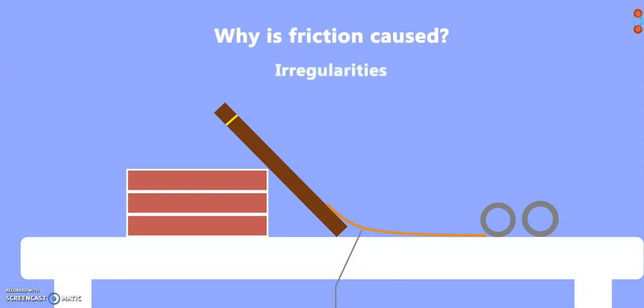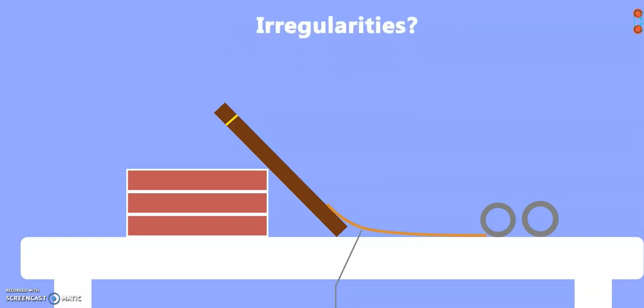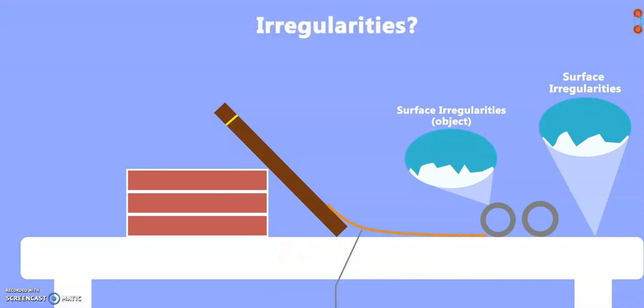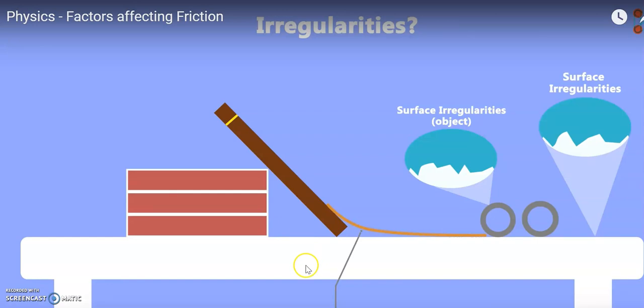It is caused due to irregularities on the surfaces in contact. What do I mean by irregularities? Now, even though the table looks smooth, if we zoom into the surface, we will see the surface irregularities. Even the surface of the object has minor irregularities. Now, the irregularities on the surfaces lock into one another. So, whenever we have to move the object, we need to overcome the irregularities.